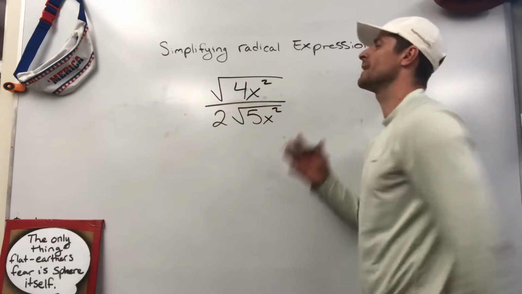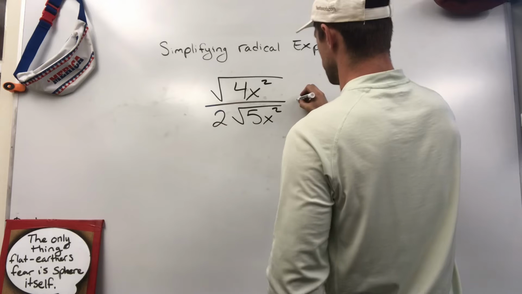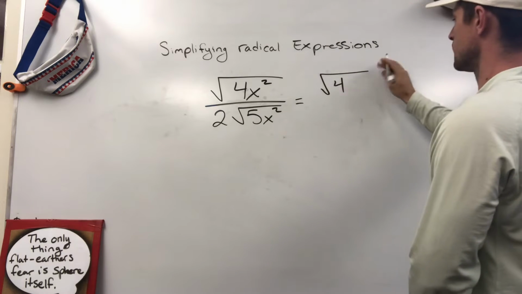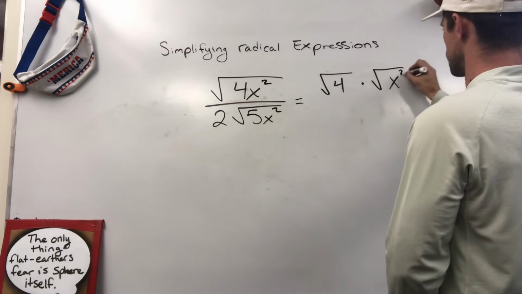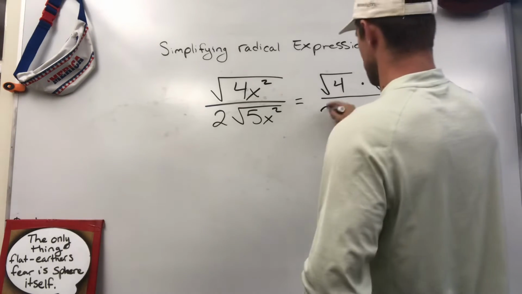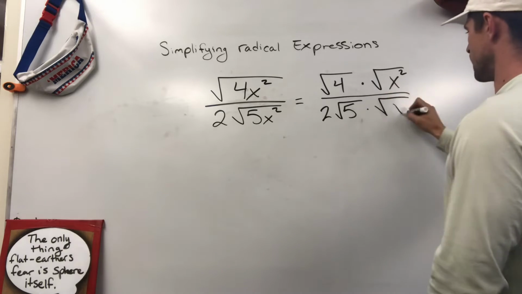All right, so now we've got this problem here. I'm going to write it out a little bit differently just so you guys can see something. Square root of 4, and this is times the square root of x squared. Just splitting those up because it might help you see something. 2 times the square root of 5 times the square root of x squared.